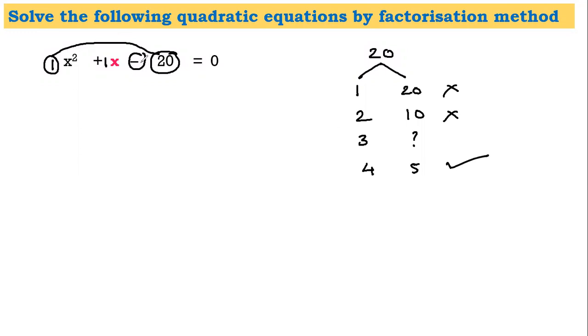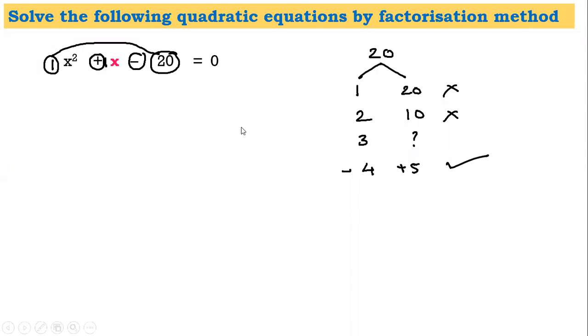Now, since the sum is based on addition, how do I know it? Because of the last number sign. Middle number sign will go to the bigger number, that is 5, and opposite sign to the smaller number. Now, I hope students, this getting factors is clear, and the sign is also very clear.